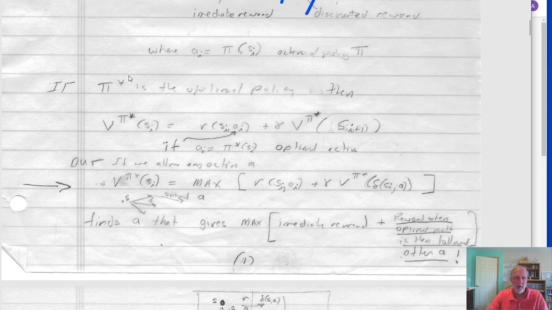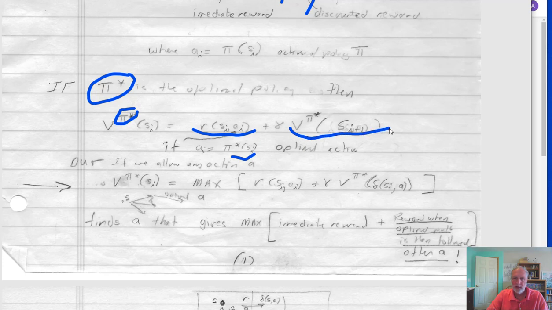So let's talk about if pi is the optimal policy pi star. If that's true, then the V function for that is calculated according to the formula above. You follow the optimal policy pi star, you collect the reward following this policy, and then you look at the V function at the next state and you add that in discounted by gamma. So this is saying, well, we only allow the optimal action based on the policy.